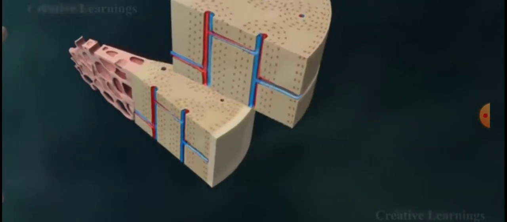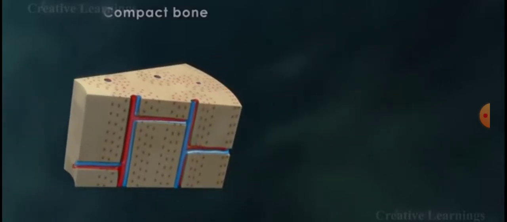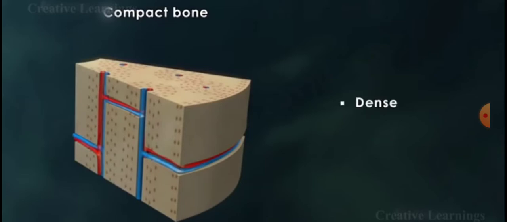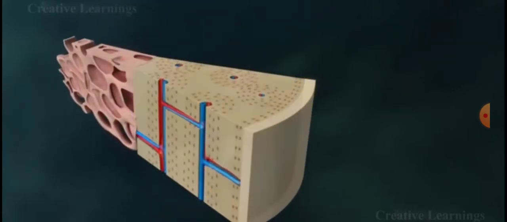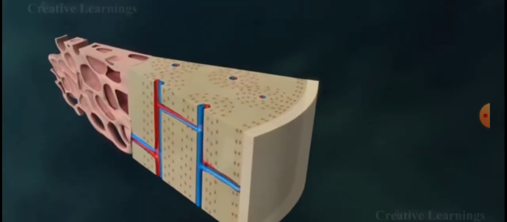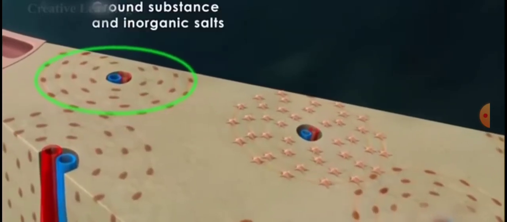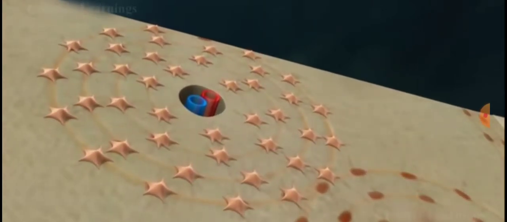Inside this periosteum is a thick layer of cortical bone, commonly referred to as compact bone. This outer shell of the bone is dense, strong, and resistant to bending. Because of these characteristics, it makes up about 80% of the skeleton. This dense layer is filled with organic ground substance and inorganic salts. In between these substances are very tiny spaces that contain the bone cells known as osteocytes.